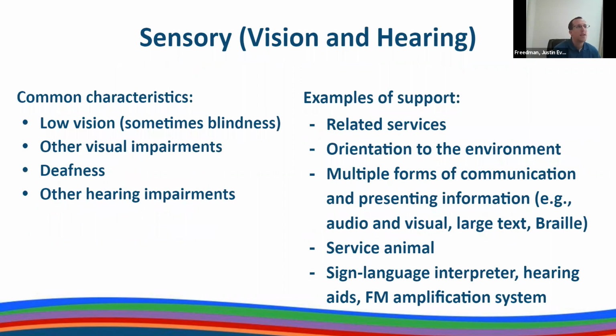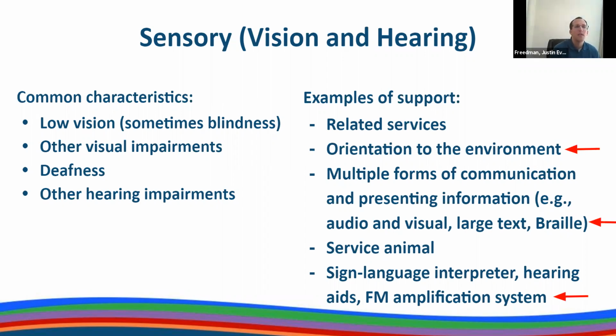Getting onto sensory needs, this could be related to students having low vision, including blindness or other visual impairments, or a student who's deaf or has other type of hearing impairment. So these students will receive a range of supports. One of them could be orientation to the environment. For example, a student who is blind, we may need to teach them about what physical environment they're entering so that they're able to navigate that on a daily basis.